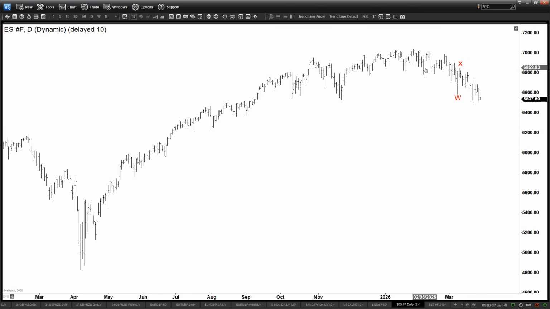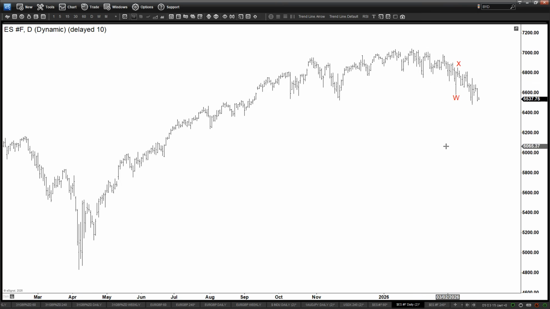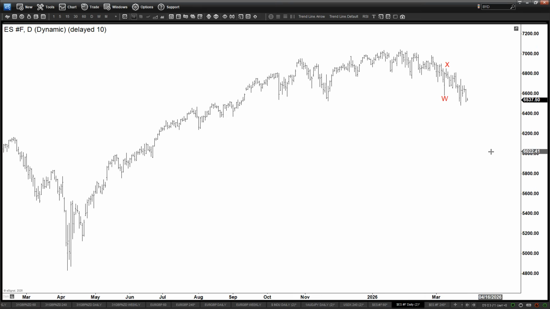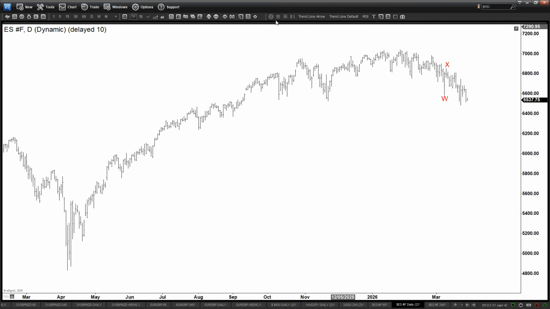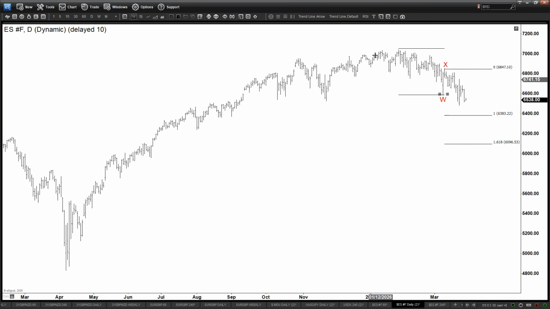Okay, so the pullback so far, it doesn't look very impulsive. It still looks like a regular, controlled sort of pullback, not becoming impulsive, at least not yet. And assuming this is the W and X, which is what we are showing here, that means we can forecast the next potential target, which is the 100% extension area over here.